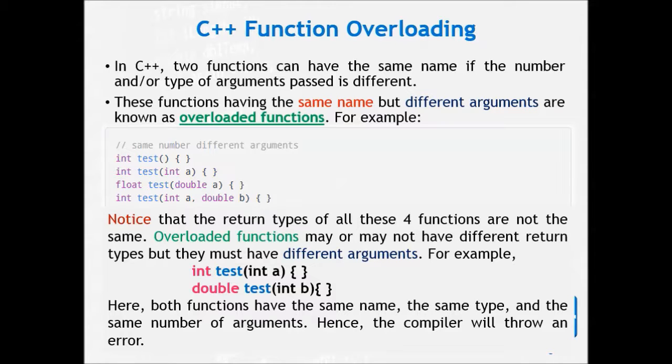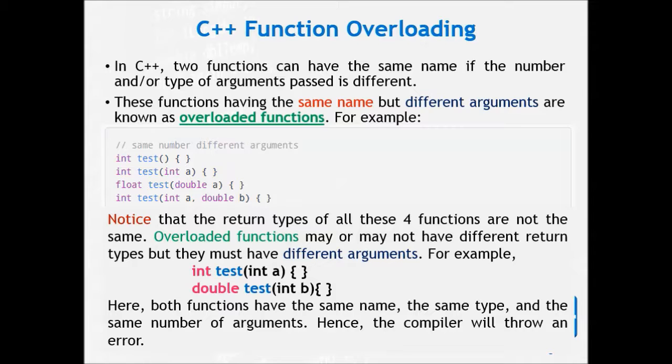So here we clearly see that we have four functions with the same name test, but these functions differ from each other in the arguments passed to them. Notice that the return types of all these four functions are not the same. The first two are int, the third one is float, and the last one is again int.